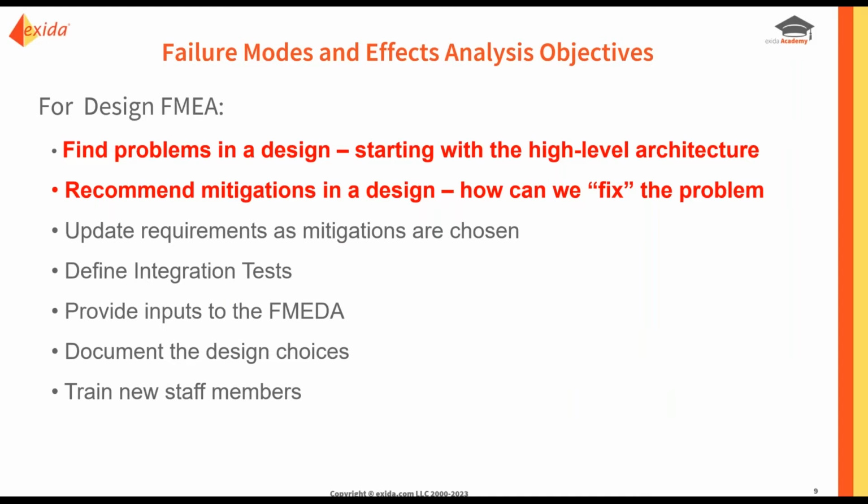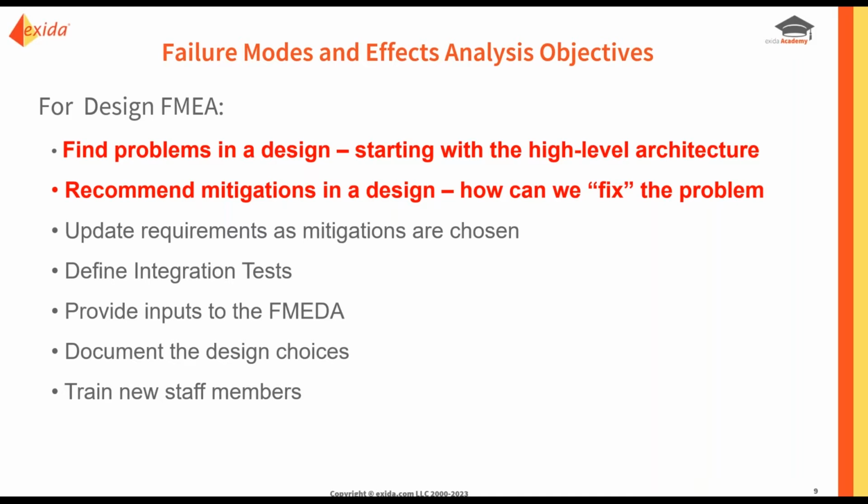Now, we are going to be talking in our webinar series about design FMEAs. And what are all the objectives? Now, I told you we want to find the problems in a design. And we typically start with a high-level architecture and work down through, if it is hierarchical, where a system is made from subsystems and so forth. And when we identify, we'll call it an issue rather than a problem, it's kinder.